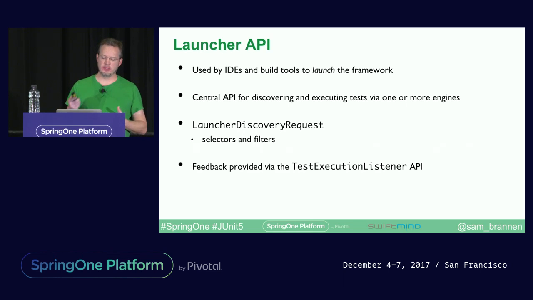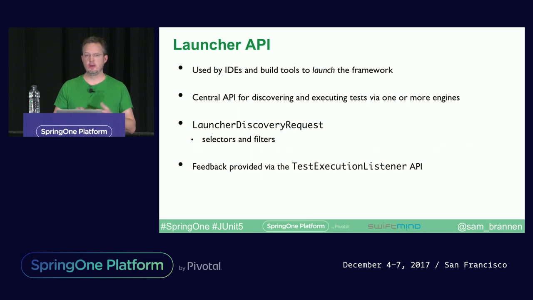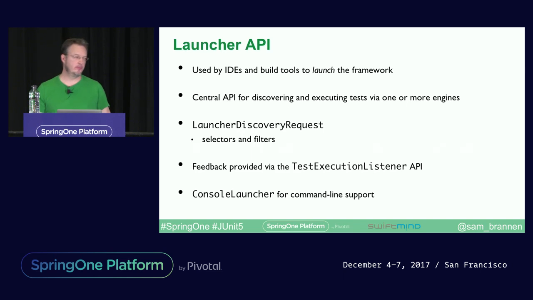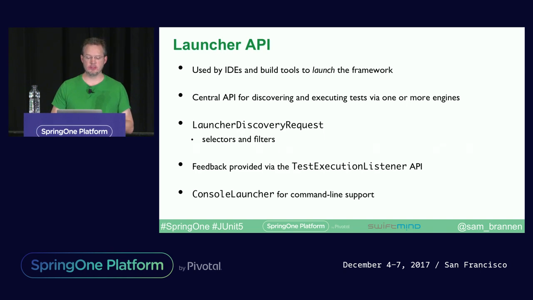And filters, you can filter out stuff based on tags or class name patterns, package patterns, and stuff like that. And then there's a listener API you can tie into if you want to get information as the test plan is executing, and that's how IDEs and everything tie into it, but you can also create your own custom listeners. So if you want to run from the command line, you can do that with the console launcher, and that has command line support for the same features in the launcher discovery request.